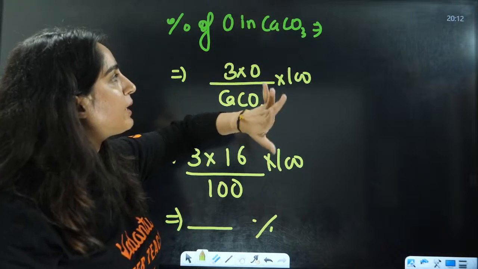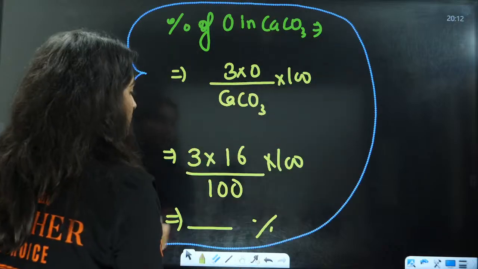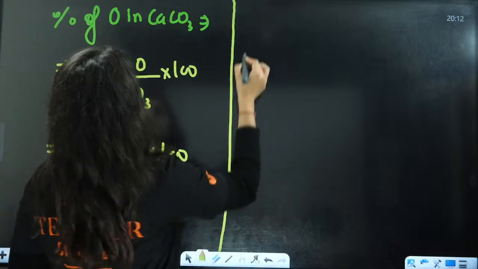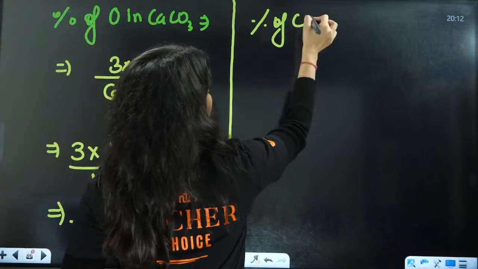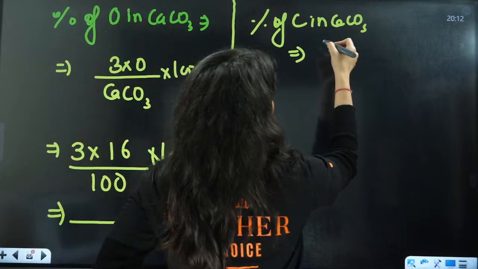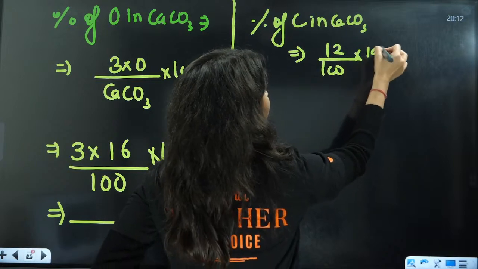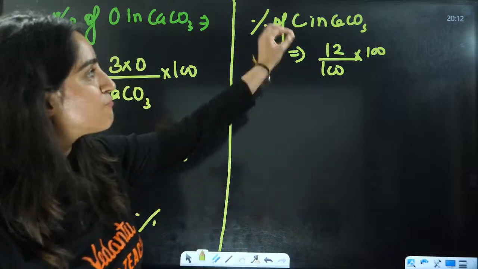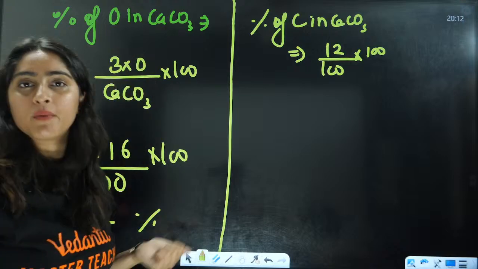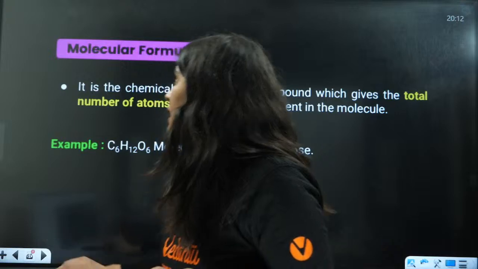That is the percentage of oxygen in CaCO3. What will be the percentage of carbon in CaCO3? That is going to be 12 divided by 100, into 100. Right? We have the mass of 1 carbon atom, and here we have the mass of 3 oxygen atoms. Right? Very good.